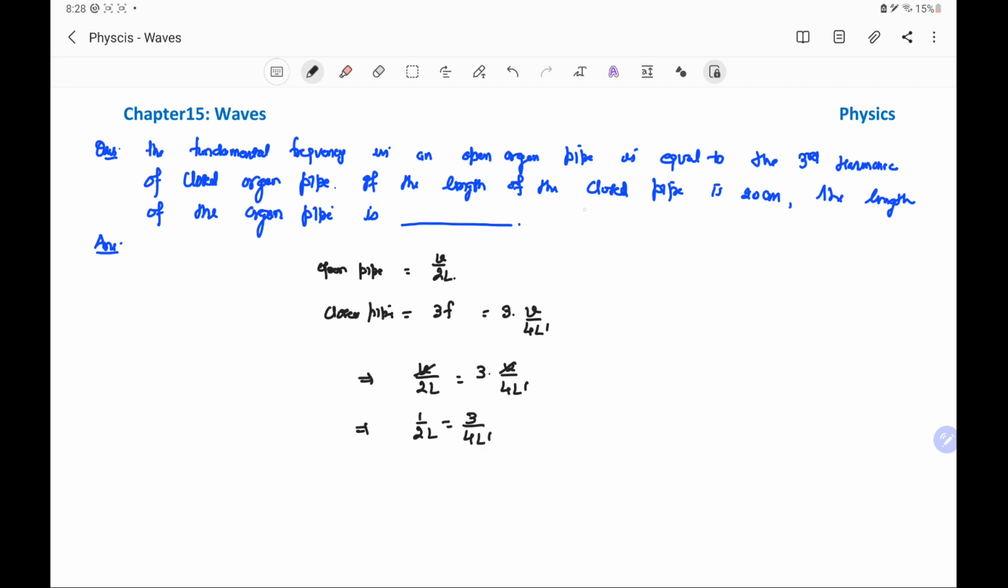And as per the question, the length of the closed tube, L dash, is 20 centimeter. So we have to find the length of the open pipe, that means we have to find L. So L will be equal to 4L dash by 2 into 3. Substituting the value of L dash, which is 20 centimeter, it becomes 80 by 6 centimeter, or 40 by 3 centimeter, 13.33 centimeter. This is the answer.